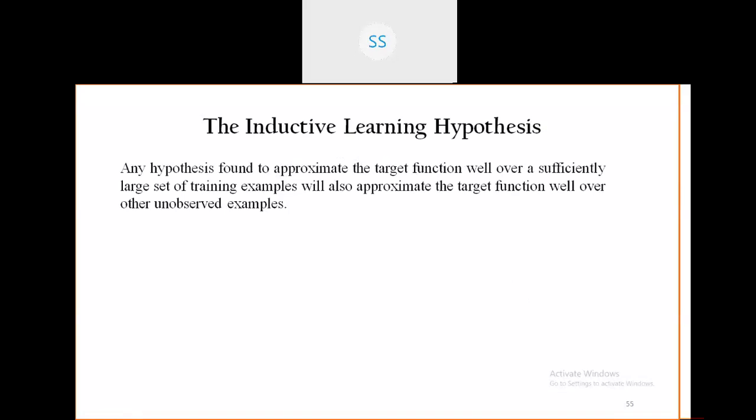Any hypothesis found to approximate the target function well over a sufficiently large set of training examples will also approximate the target function well over other unobserved examples. So the inductive learning hypothesis states that if the hypothesis approximates the target function for sufficiently large training examples, then obviously that hypothesis is going to approximate the target function well over the unobserved examples.